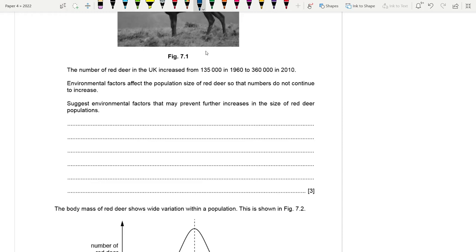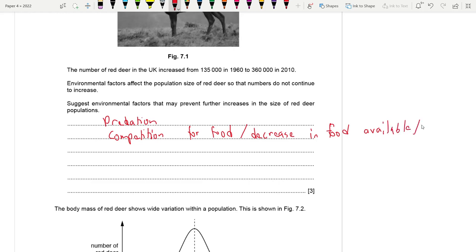Okay, so predation is a major factor. Then there may be competition for food, or a decrease in food available, or limited amount of food.